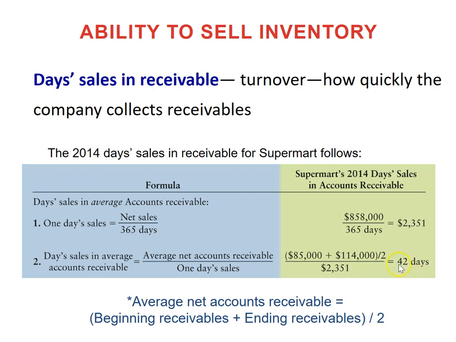So here the result is in days: 42 days. On average, the company takes 42 days to collect its credit sales from its customers. But remember, for this ratio, lower is better, right? If it takes a long time to collect cash from your customers, it's bad for you.